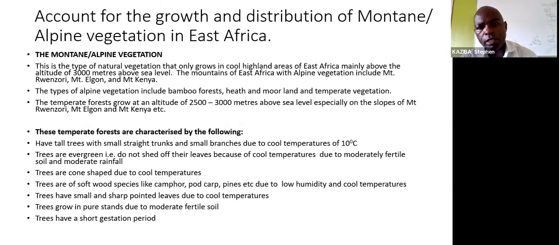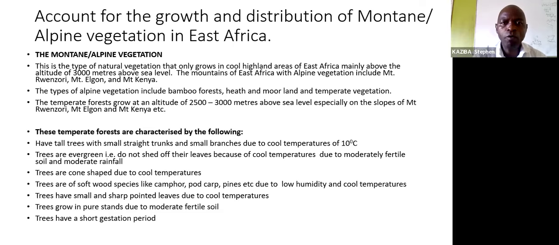So when they say alpine vegetation, it's the same as mountain vegetation. Unfortunately, some teachers confuse these numbers with altitude and relief. So make sure you are clear there. Alpine vegetation only starts at an altitude of 3,000 meters above sea level. So we talk about bamboo, heath and moorland, and temperate. Period. We talk about those ones only. You don't bring in other issues.